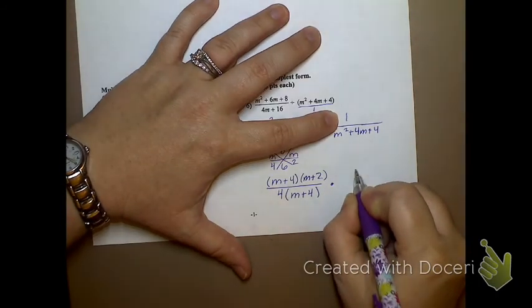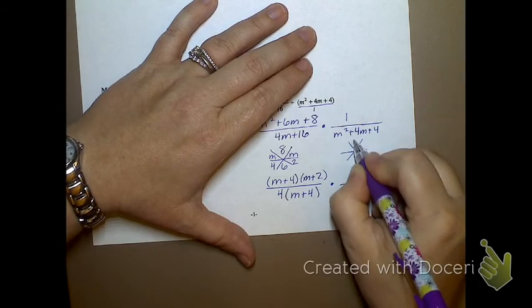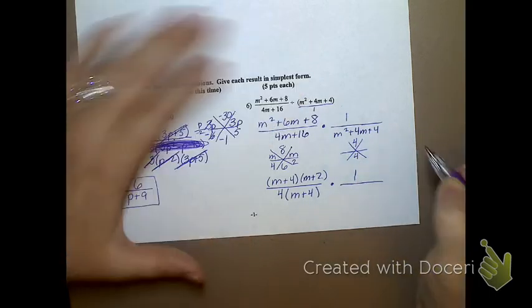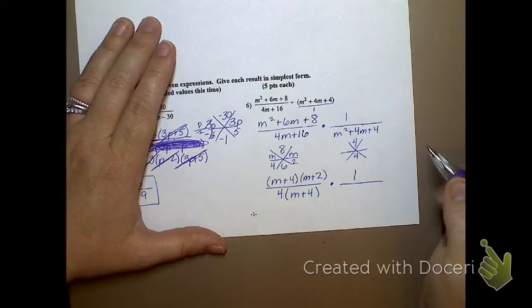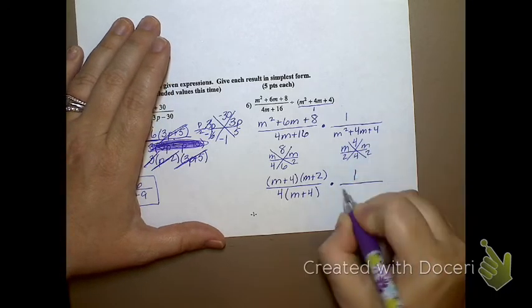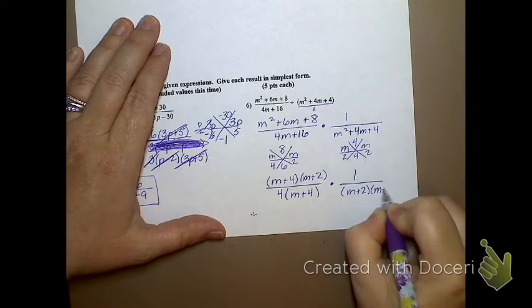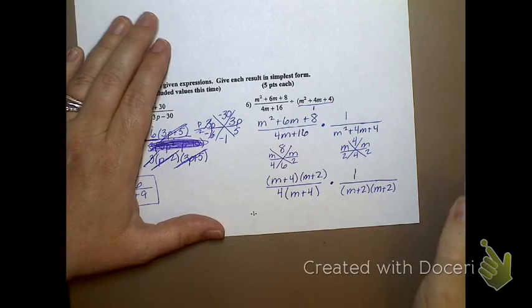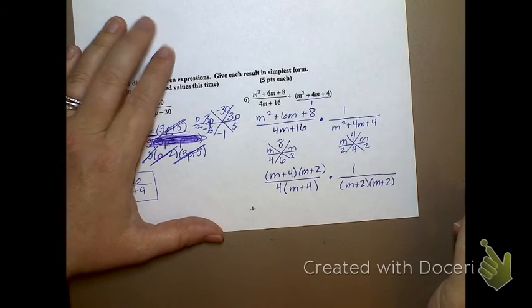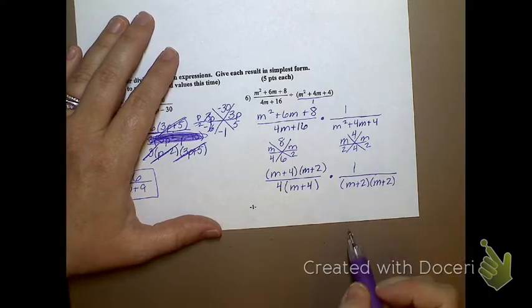times 1 over, I've got to snowflake this guy too, 4 on top, 4 on bottom. What are two numbers that multiply to get 4 and add to get 4? 2 and 2. So m plus 2 and m plus 2. Now in these kinds of problems, I would not write m plus 2 squared. I would write both of them out just so that it's easier to see what cancels and what doesn't. Am I ready for one fraction?